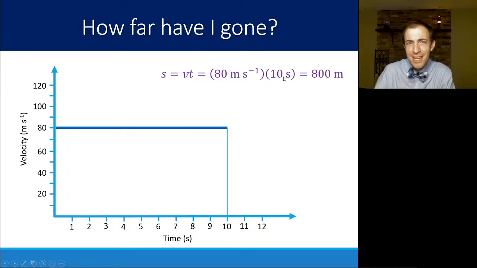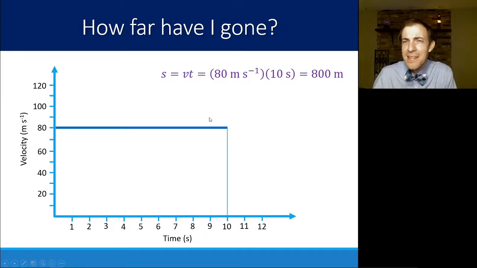80 meters per second times 10 seconds gives you 800 meters. Now, that kind of makes sense if you think about it. You're growing 80 meters every second for 10 seconds in a row. You just say 80 times 10, and you'll get what you need.